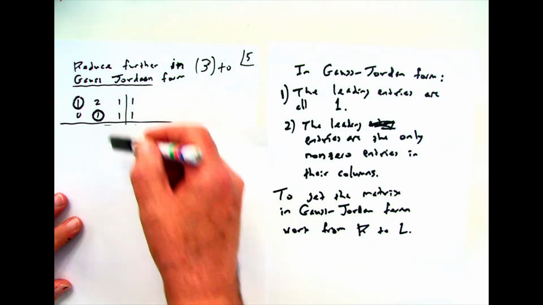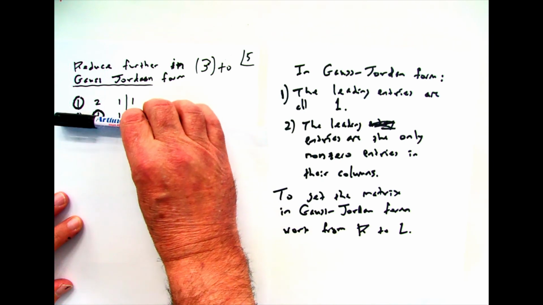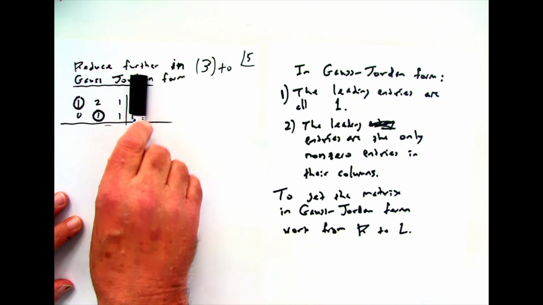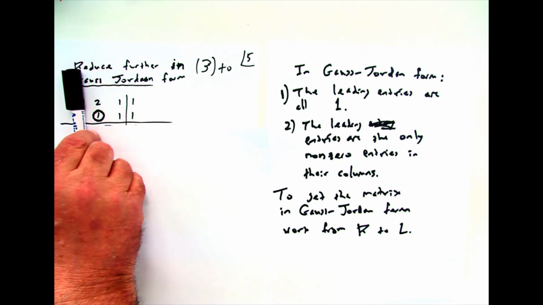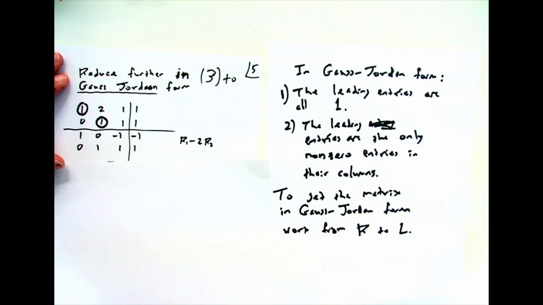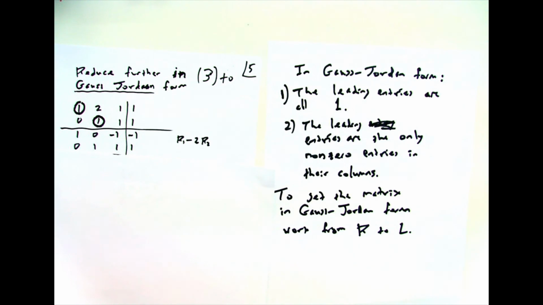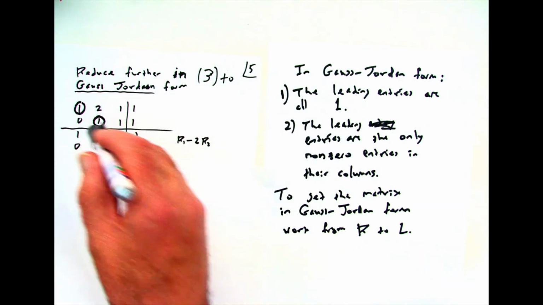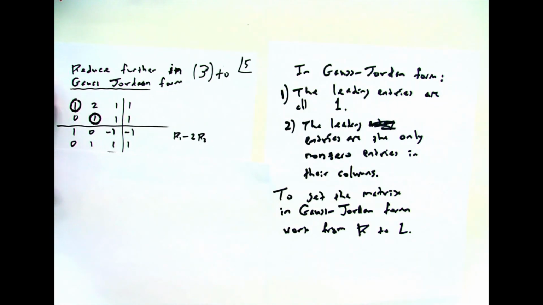Right, so what can we do to get a 0 here? We are looking at this column first. This one is already okay, so we want to get a 0 there. So all we do is we take row 1 minus 2 row 2. Then we'll get a 0 there. Row 1 minus 2 row 2.